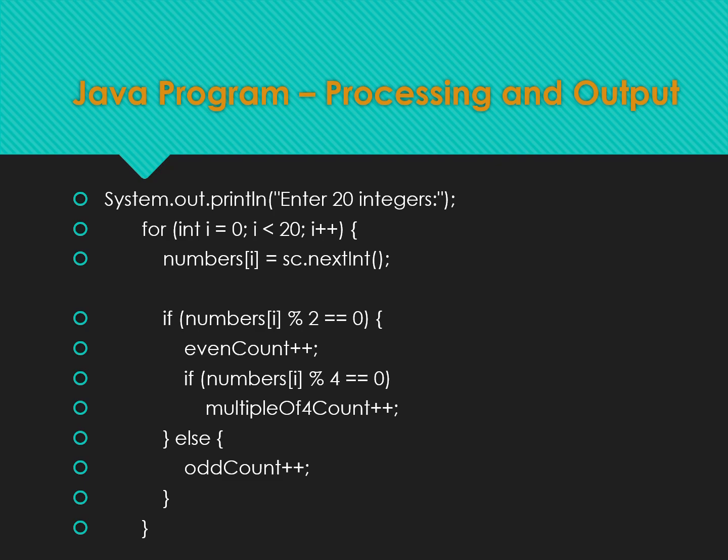If yes, we increase even count. We also check if the same number is divisible by 4, and if so, we increment multiple of 4 count. If the number is not divisible by 2, it's odd, so we increase odd count. This loop repeats for all 20 numbers. On the next slide, we'll look at how the results are displayed.